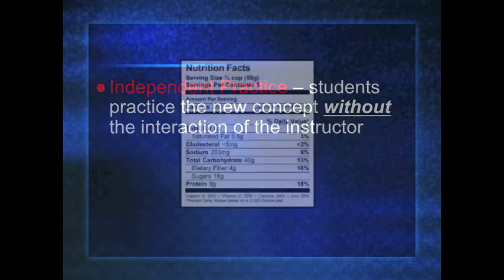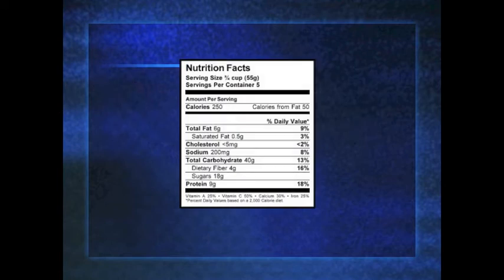Let's say you just taught your kids the components of a food label and what everything means on a food label. An example of guided practice is to have them bring their own food container and answer some questions on a worksheet about what each component means. The teacher can go around the room and help answer questions. If the activity requires any interaction or help from the teacher, it's technically considered guided practice.